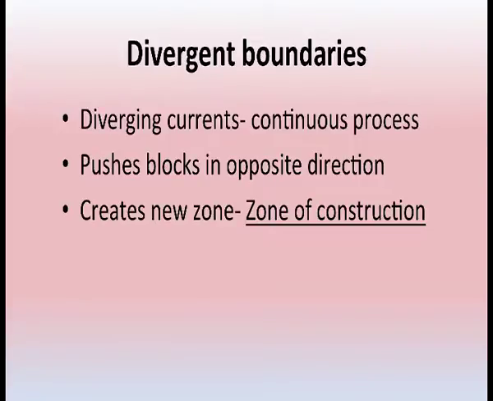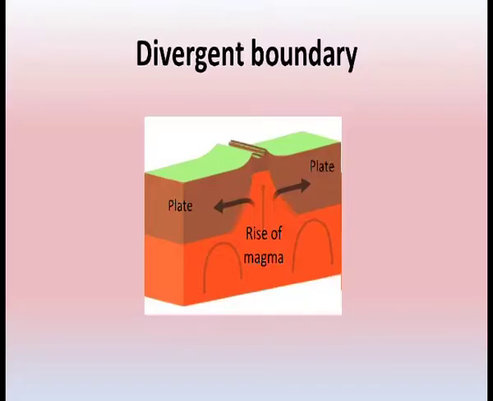So, this is the place of construction also, because magma comes out and then it solidifies and new features, new surface is formed. For example, if these are two plates moving apart from each other, this boundary is known as a divergent plate boundary. In the picture you can also see the divergent plate boundary.